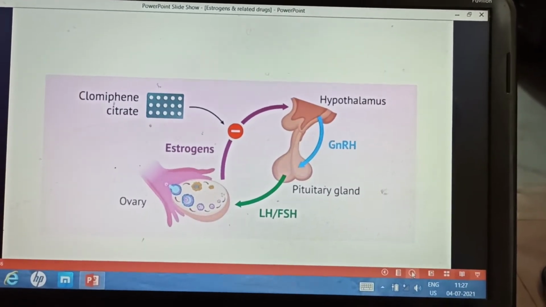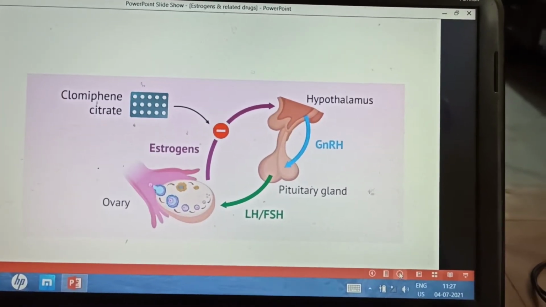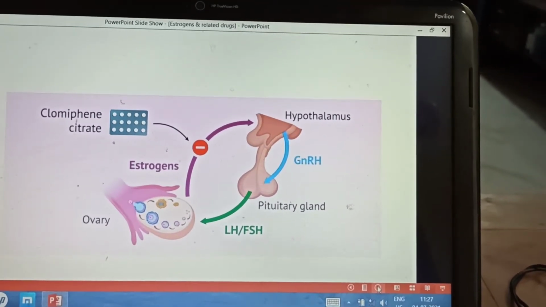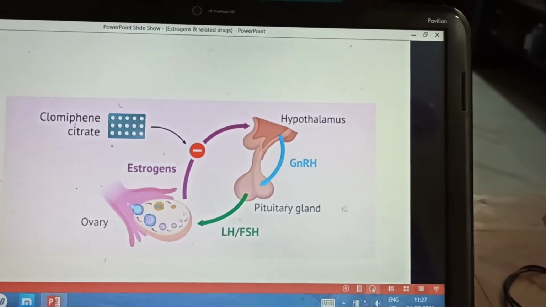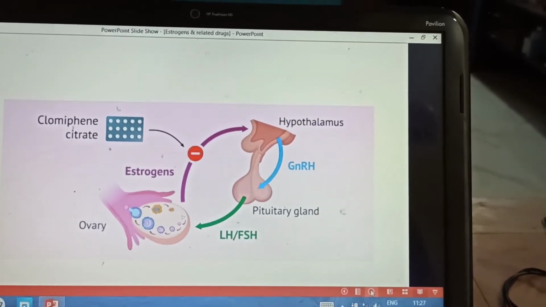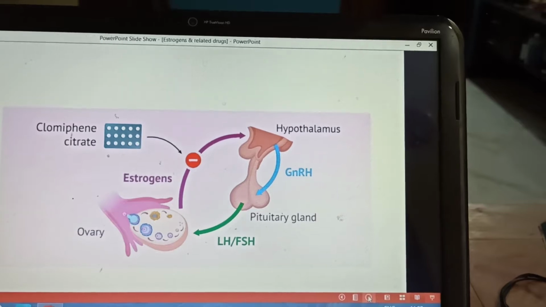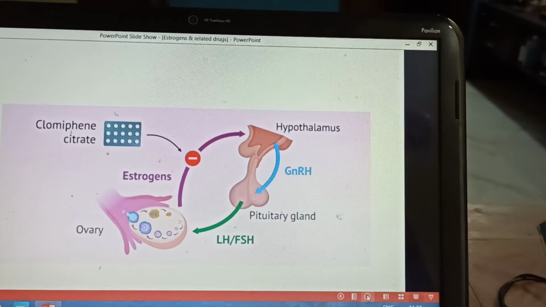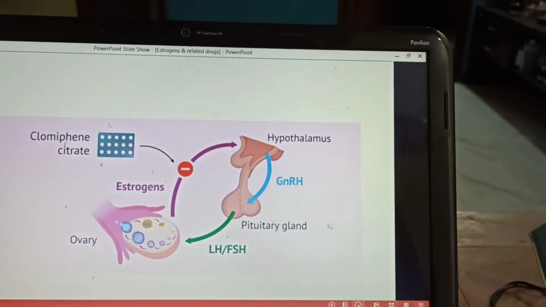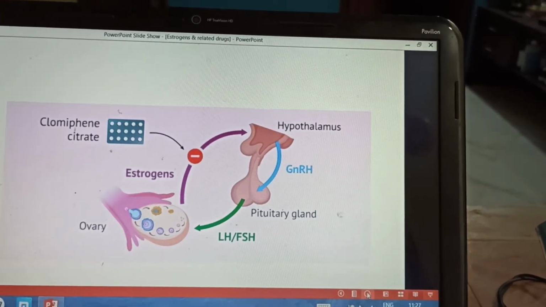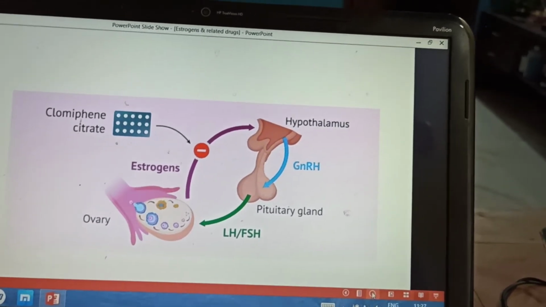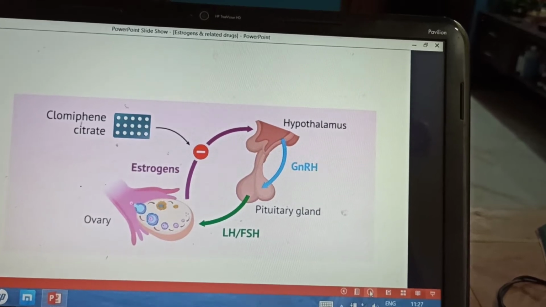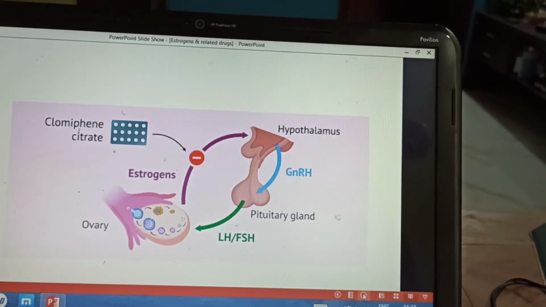Now here you can see that estrogen has a negative feedback mechanism on the hypothalamus and pituitary gland. It acts on the hypothalamus and decreases the GnRH released from the hypothalamus. Indirectly, GnRH will inhibit the LH and FSH secretion. So this is a negative feedback mechanism. Now when this negative feedback mechanism is blocked by clomiphene citrate, by blocking the estrogen receptors on the hypothalamus, there will be an increase in the LH and FSH secretion, and there will be ovulation.